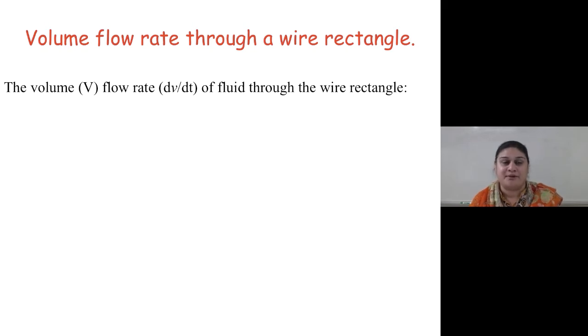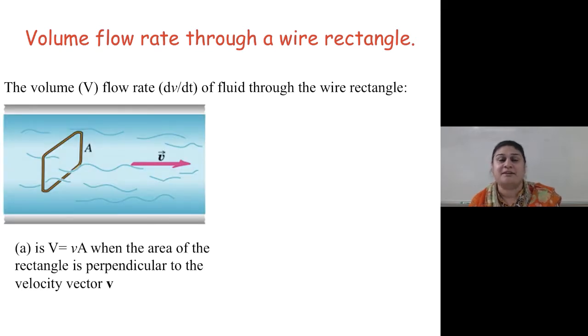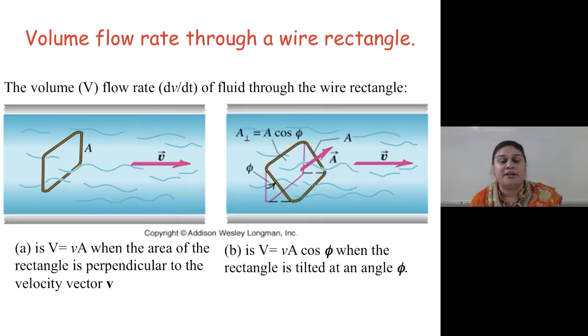Volume flow rate through a wire. The volume flow rate, dV over dt, of a fluid running through a wire will be given by the velocity times the area, where the area is the perpendicular area along the velocity vector. Or it could be V A cosine of the angle, when the rectangle is tilted by an angle phi. Now think about this as water. This is how water will flow. Now phi, which is the flux, is going to be given by V dot A.